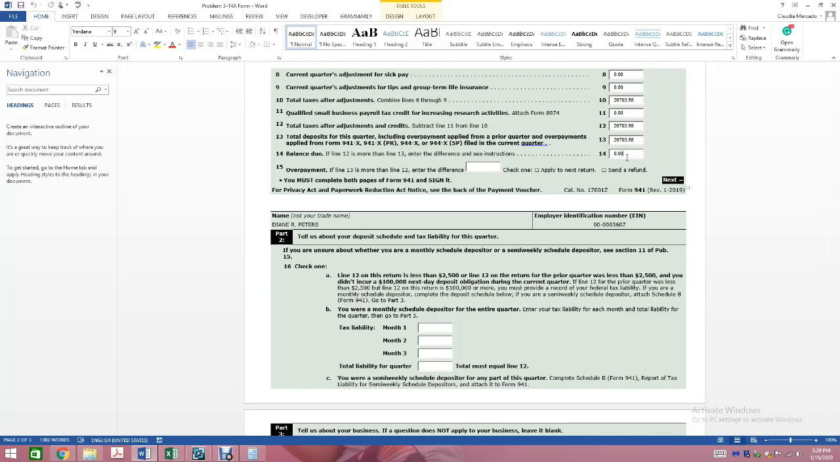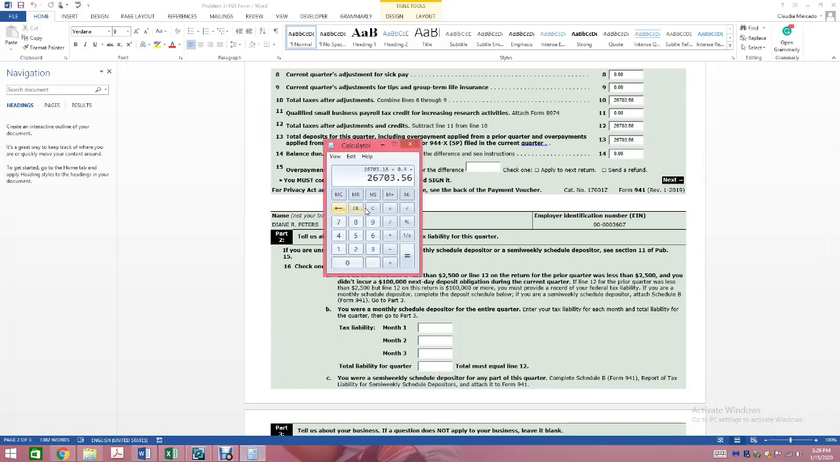We've already calculated that. Now, to simplify it, we're going to get the amount of taxes for the quarter, which is $26,703.56, and we're going to divide by the number of pay periods, which the problem stated was 13 pay periods. So for every pay period, we are going to pay taxes of $2,054.12. So how did I do that?